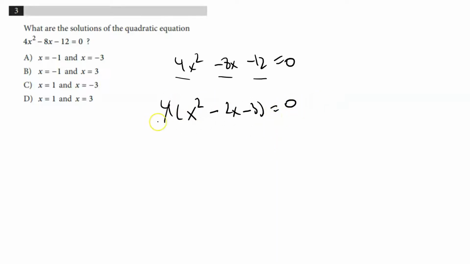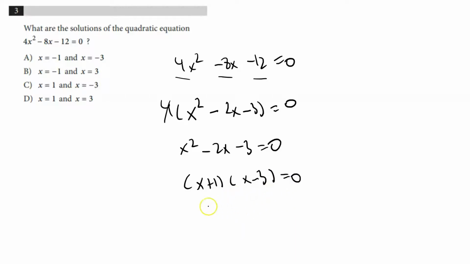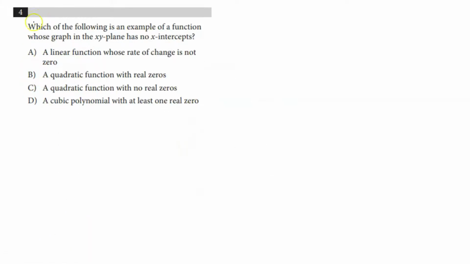Cancel that out basically, because if we divide both sides by 4, 0 divided by 4 is just 0. So x squared minus 2x minus 3 equals 0. And this is pretty easily factorable. This just factors to x plus 1 times x minus 3 equals 0. And if we solve for x, that means x equals -1 and positive 3. And which of these answer choices fits that? That's answer choice B.